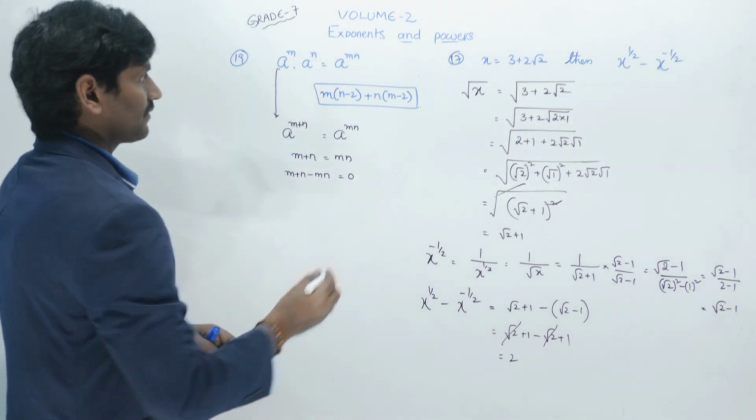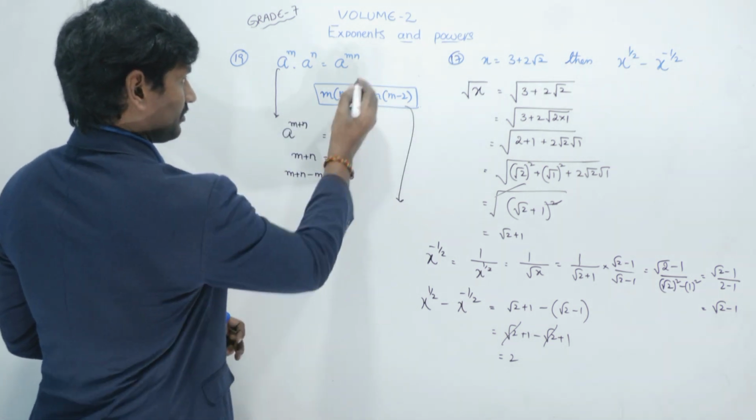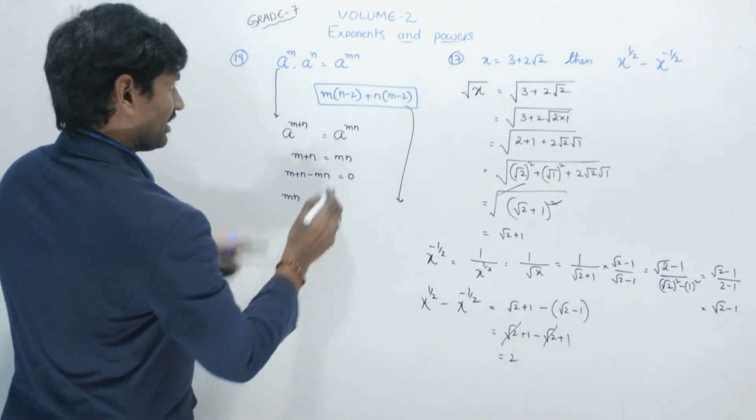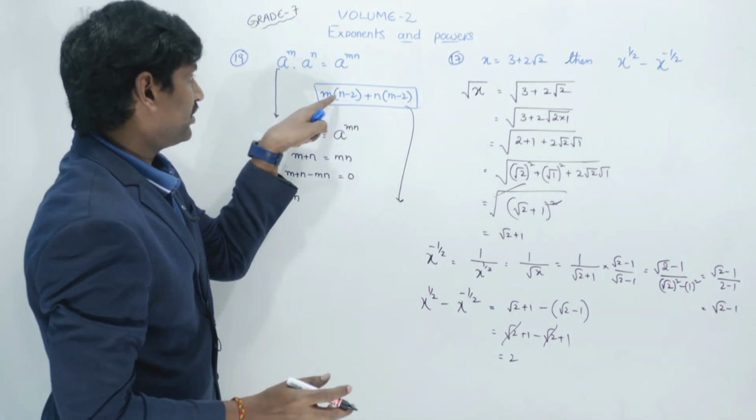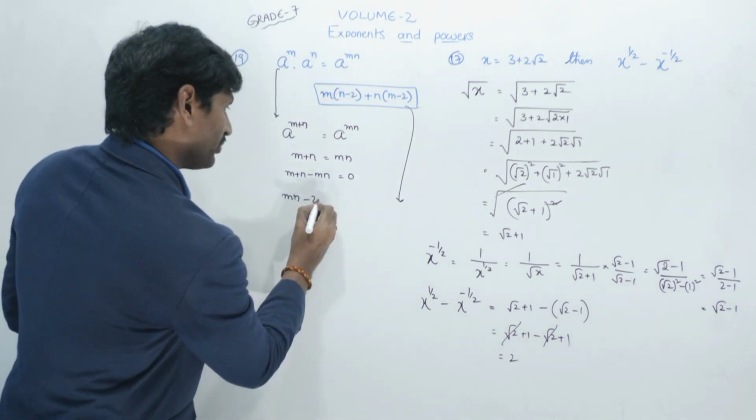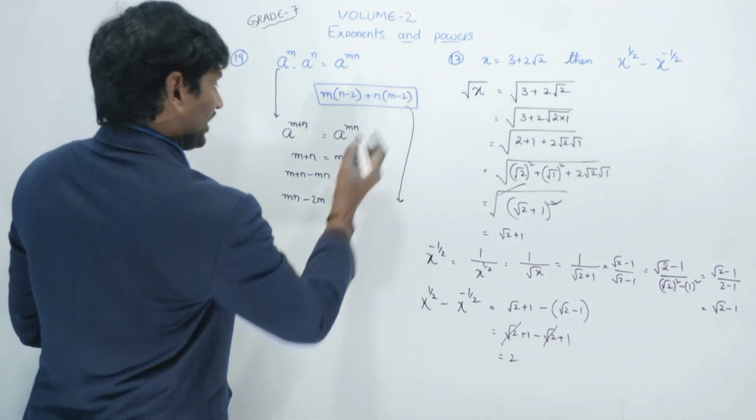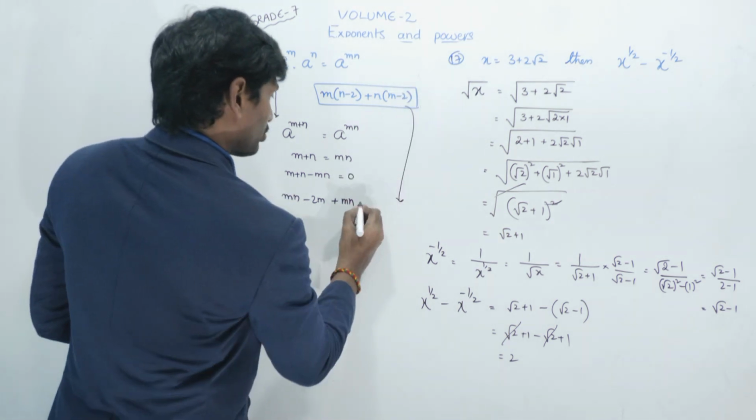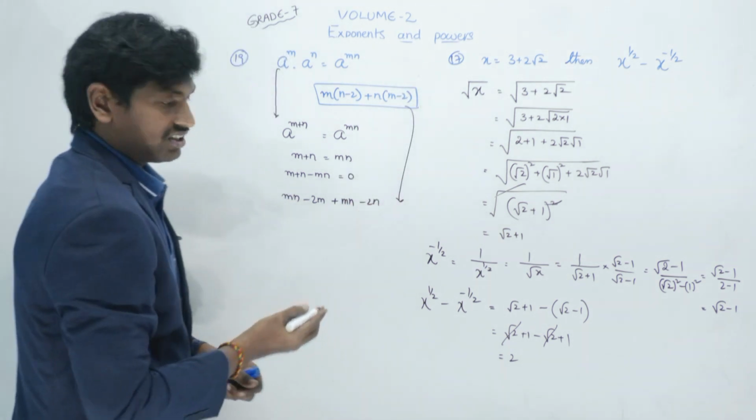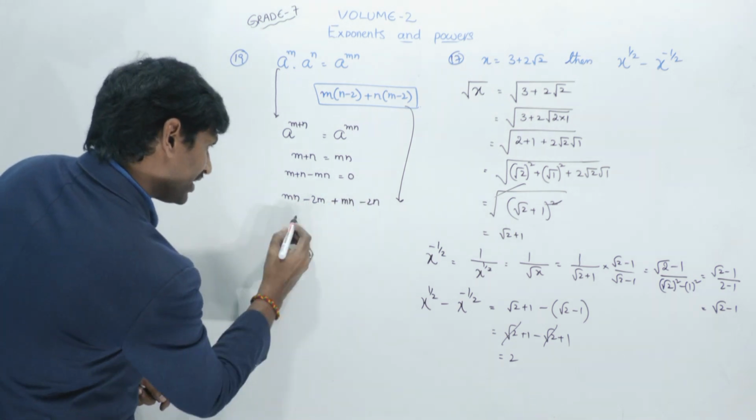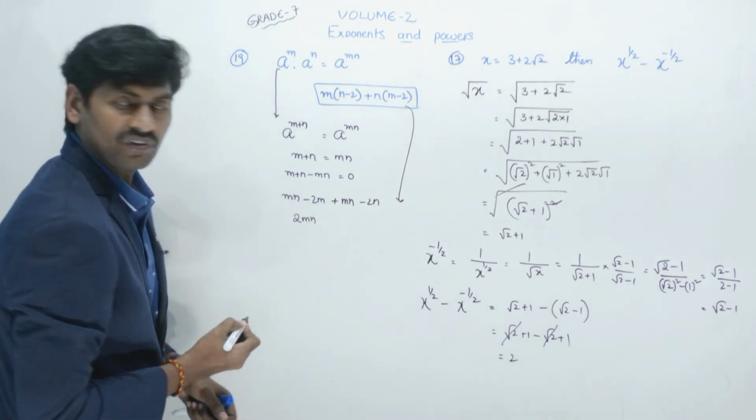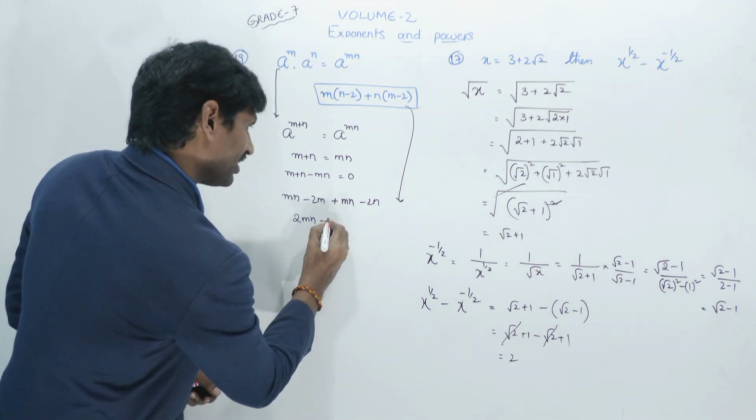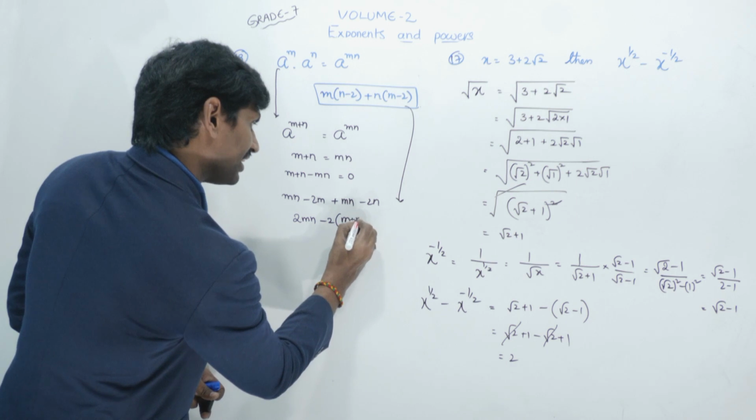Now the given part, m into n minus 2. I am just multiplying: m into n is mn, minus 2 into m is 2m. Here n into m, nm or mn, anything is same, minus 2n. Now this becomes 2mn minus 2m minus 2n. If you take minus 2 common, it will be m plus n.